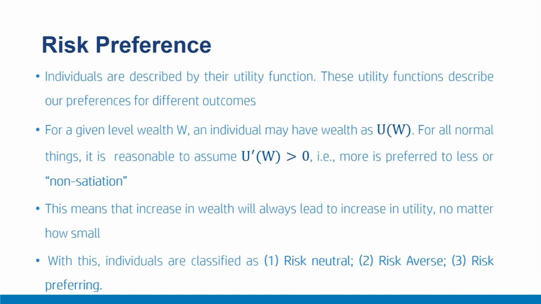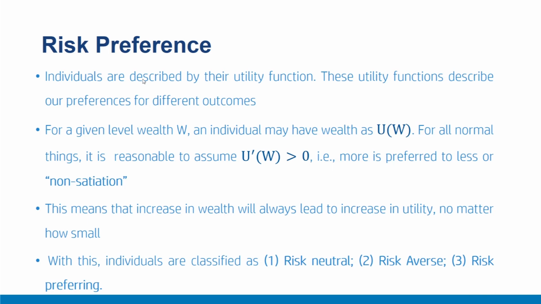Individuals are described by their utility functions. These utility functions describe our preferences for different outcomes. For a given level of wealth W, an individual may have the utility of wealth as U(W). For all normal things like wealth, it is reasonable to assume that U'(W) is greater than 0, that is, for each incremental unit, more is preferred to less. This is called non-satiation.